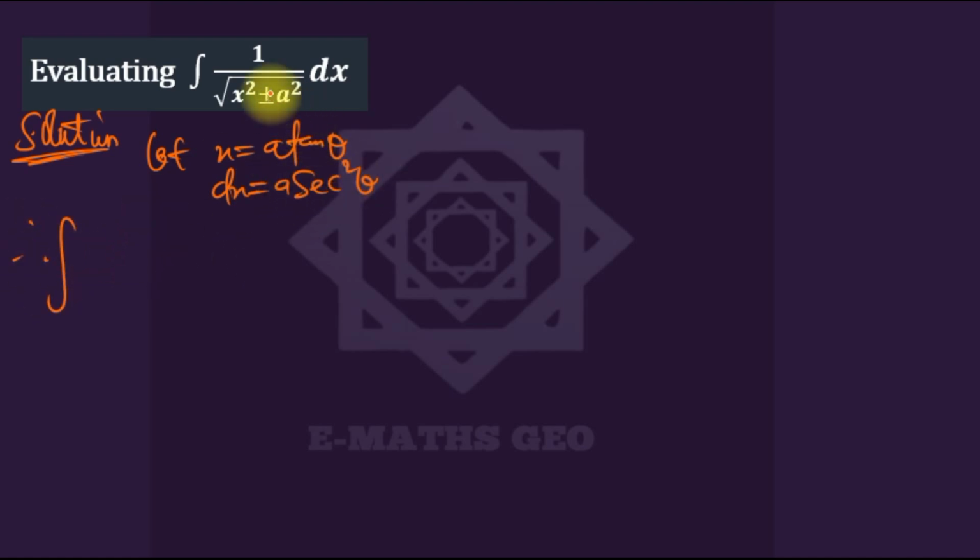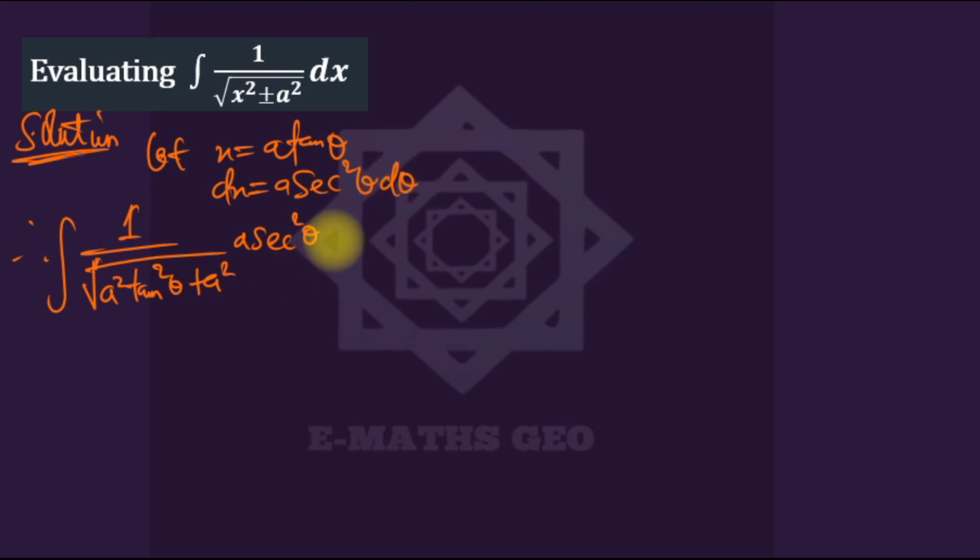Therefore, the integral, we're going to split it into two. I'm doing the addition first, after we do the subtraction. So it's now x squared, and x squared is now a squared tan squared theta plus a squared, and dx. And our dx, we've seen, is a sec squared theta d theta. Sorry, let's put d theta.